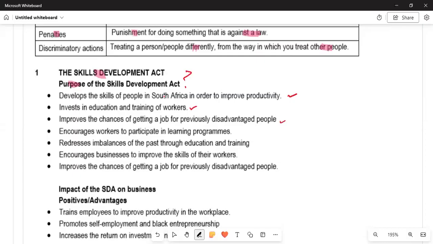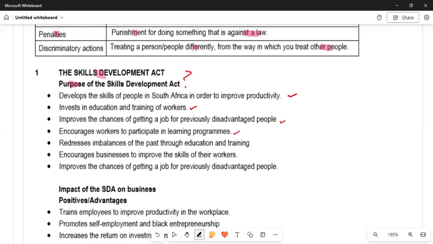It is with this act that they will now be able to access jobs. It encourages workers to participate in learning programs, so that workers at the workplace who are not skilled can improve themselves and be equipped with knowledge and skills to be competent to deliver at the workplace. Redress the imbalances of the past through education and training.